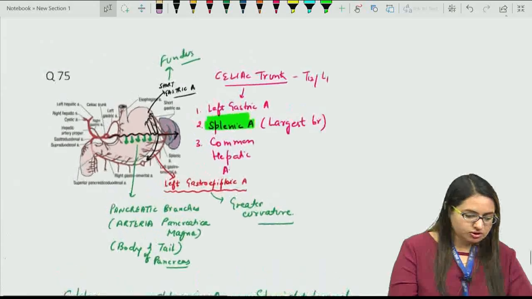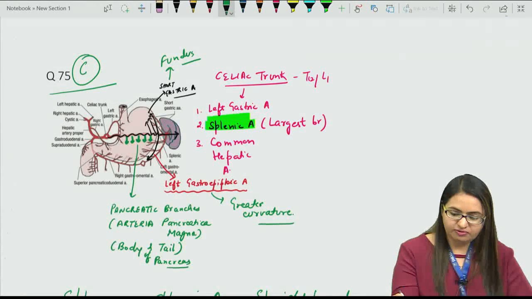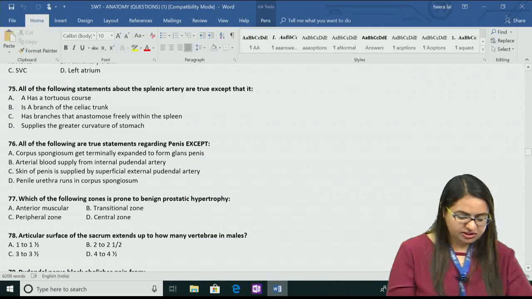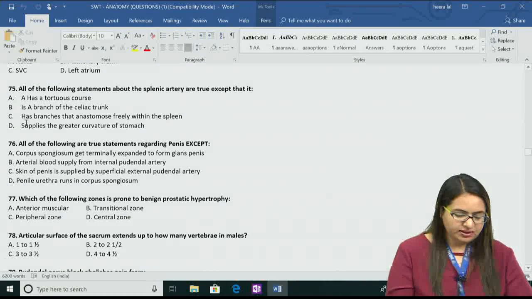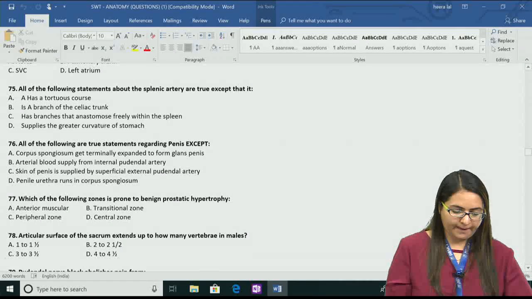And if we see the question, the answer for question 75 is C. For this question, we have to choose the incorrect statement. In this, A is correct, that it is having a tortuous course, and it is a branch of celiac trunk, so B is also correct. C is wrong because it is not anastomosed freely within the spleen, it is having non-anastomotic branches. D is correct, that it supplies the greater curvature of the stomach.